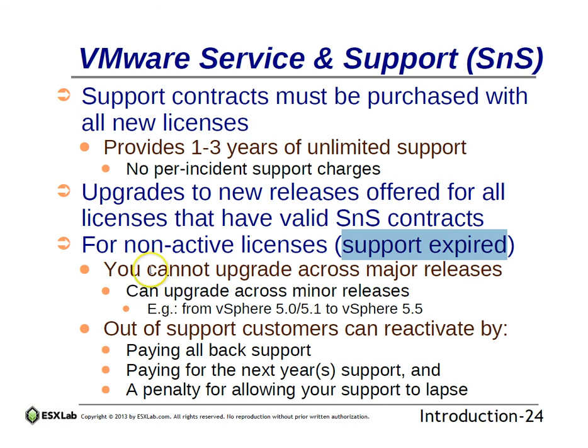I cannot upgrade across major releases. VMware uses a different license key generation mechanism for vSphere major editions. So in other words, license keys that work in vSphere 4 don't work in vSphere 5, and it's likely that license keys that work in vSphere 5 will not work in vSphere 6. I can upgrade across minor releases. So I can use the same license keys to entitle vSphere 5.0 and then upgrade to 5.1 and then upgrade to 5.5, but I can't cross major releases.